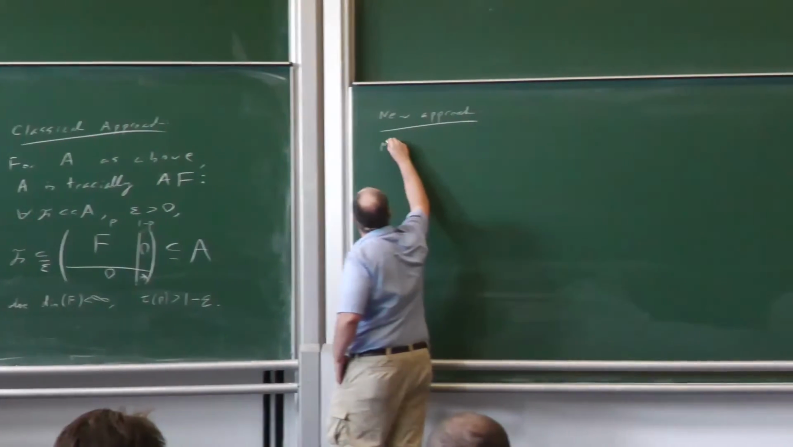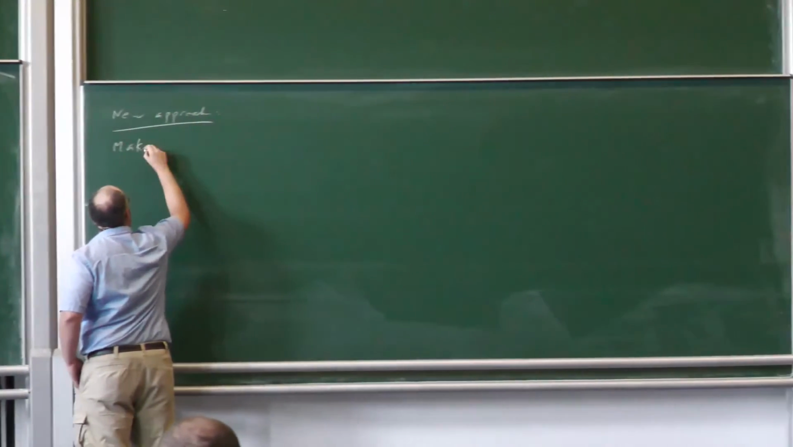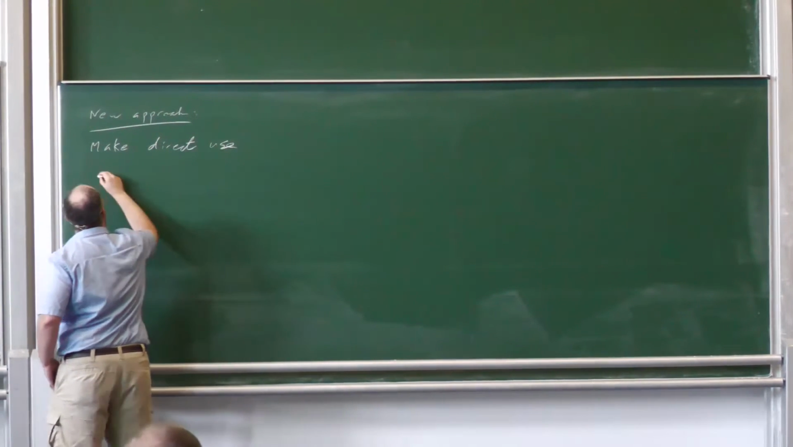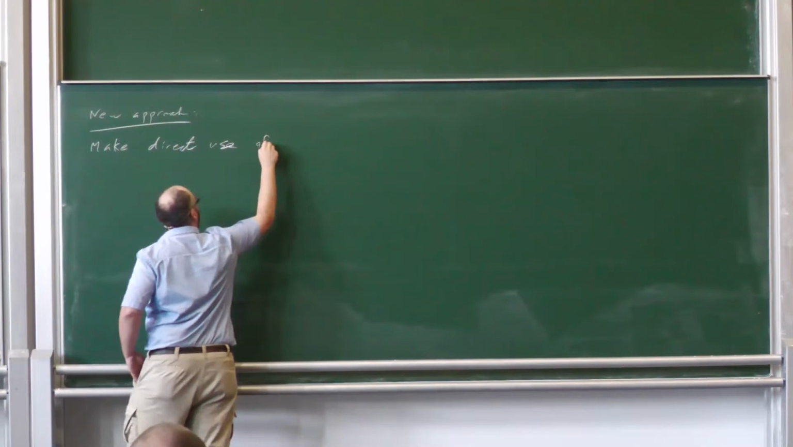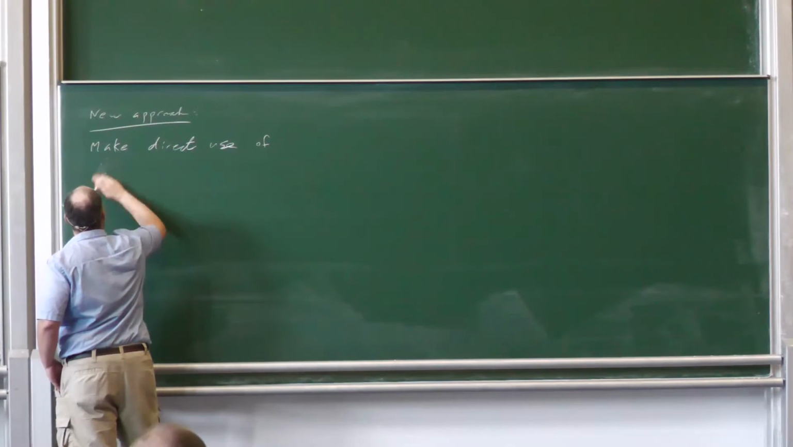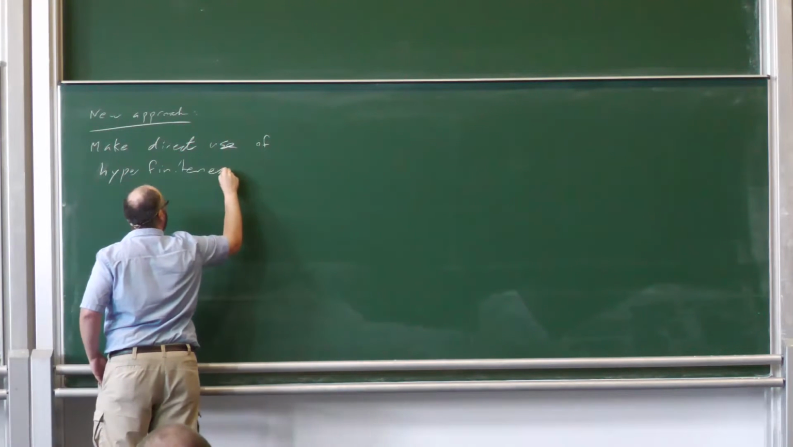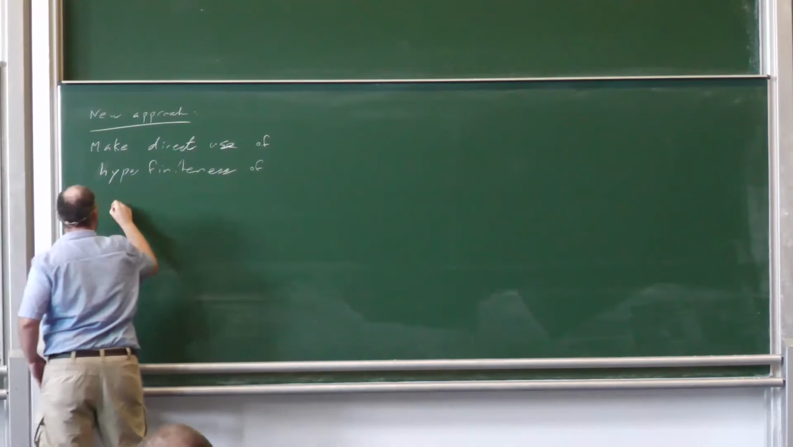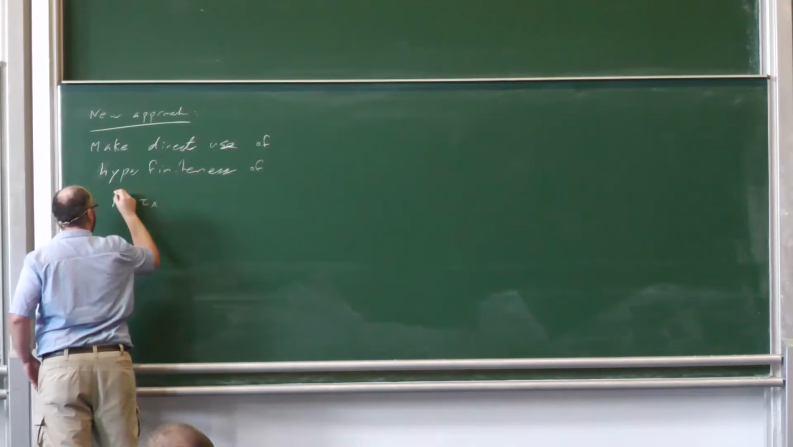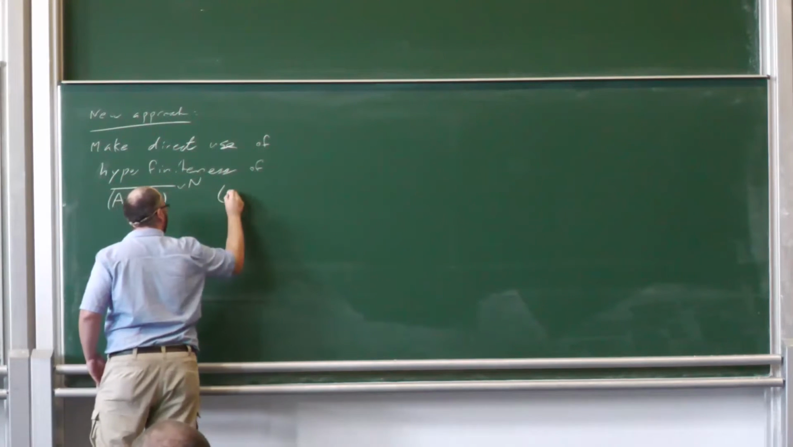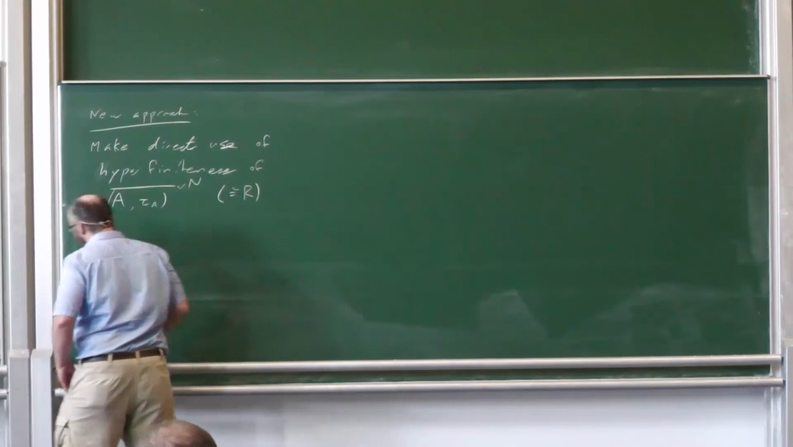And to say here, we make direct use of hyperfiniteness of the von Neumann algebra completions of A with respect to the traces. Let's write it that way, which is just R.